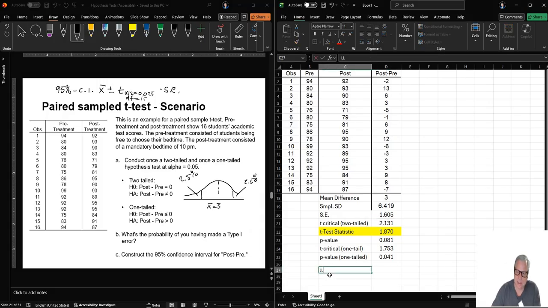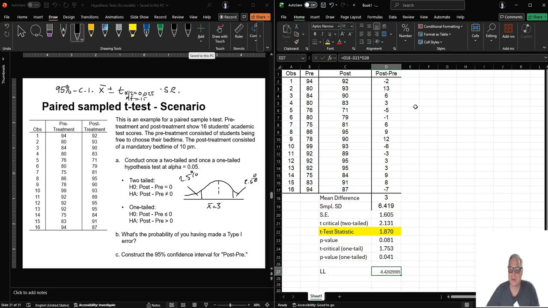So then we would say the lower limit is equal to our mean of 3 minus the critical t for a two-tail test, which is 2.131, times the standard error, which is 1.605, and then we would say that the lower limit is actually negative 0.42, and the upper limit would be equal to 3 plus the critical t where we have 2.5% in each pocket times the standard error of 1.605.